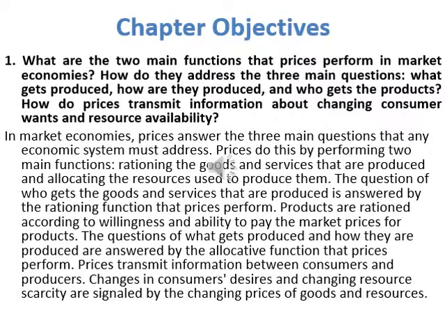Products are rationed according to willingness and ability to pay the market prices for products. The questions of what gets produced and how they are produced are answered by the allocative function that prices perform. Prices transmit information between consumers and producers. Changes in consumers' desires and changing resource scarcity are signaled by the changing prices of goods and resources.